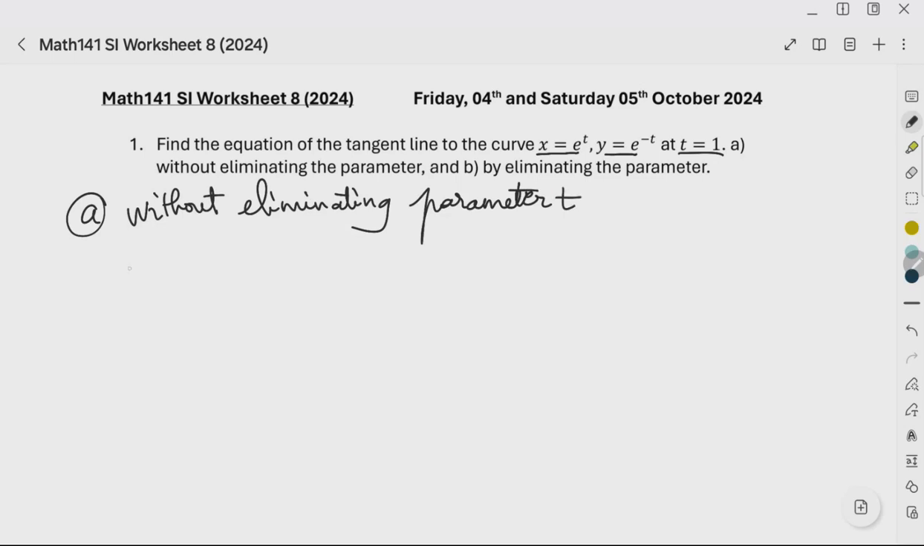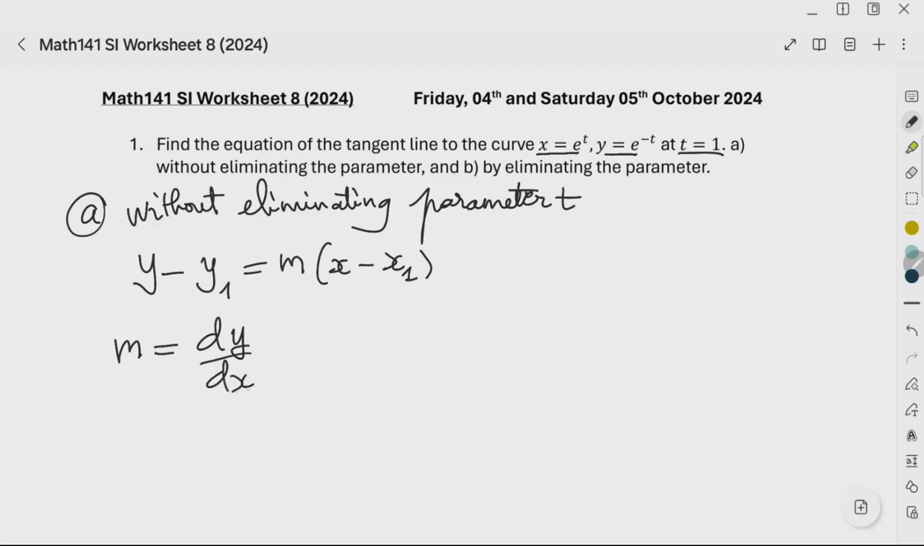You know that the equation of the tangent line is given as y minus y1 equal to m, which is the slope, times x minus x1. Okay. And the question is, how do you find m? M is your slope, and that is just dy over dx. But remember, x and y are given in terms of t. So this is just the same as dy over dt all over dx over dt, right? Hopefully that makes sense.